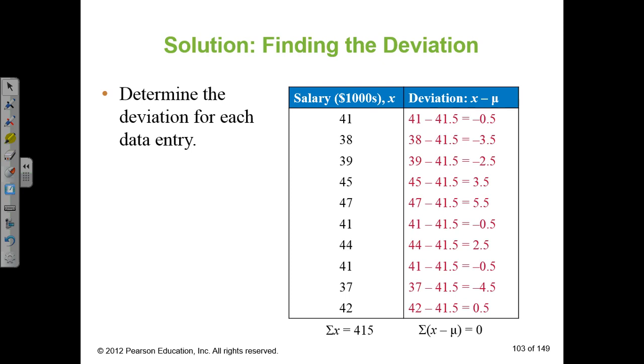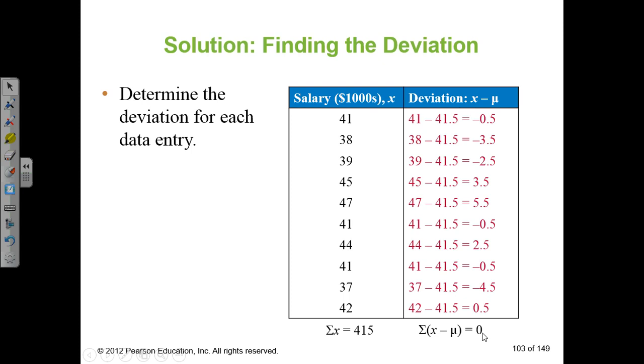To find the deviation is easiest if you set up this table. So you put all the x's in a column, and then take each value minus the mean. 41 minus 41.5, 38 minus 41.5, and you get the deviation from the mean for each value. When you sum the deviations from the mean, you will always get 0.